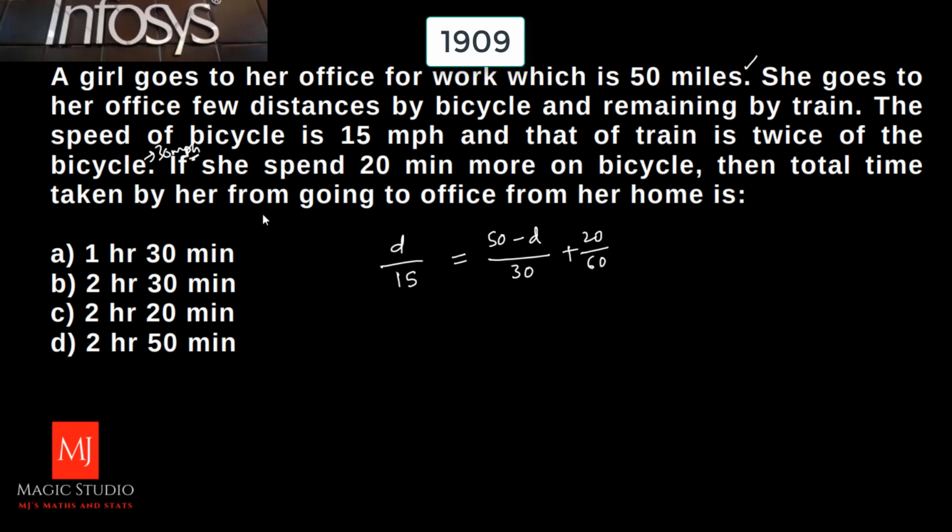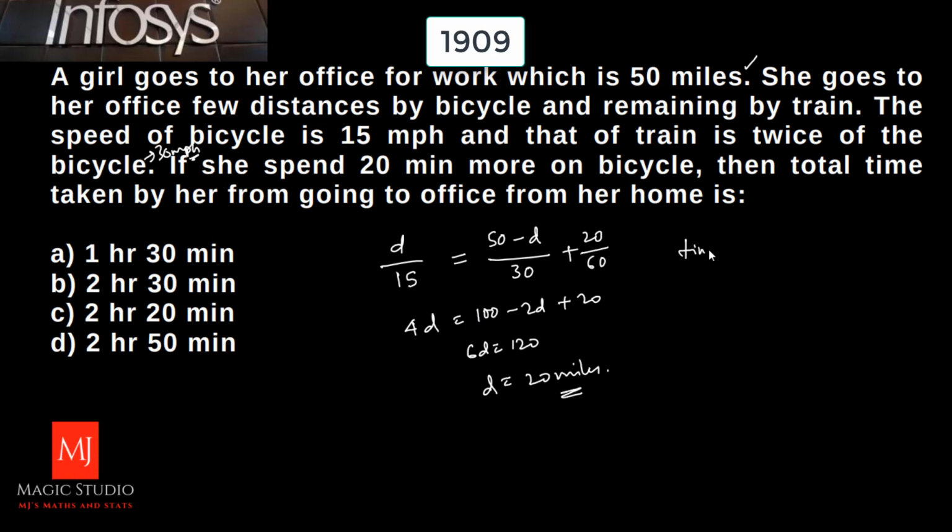Then we find the total time taken by her going to the office from the house. First, let us find the value of d. Throughout, I am multiplying by 60. So 4d is 2 into 50, 100, minus 2d plus 20. 6d is 120. So d is 20 miles. The distance she is traveling is 20 miles on the cycle.